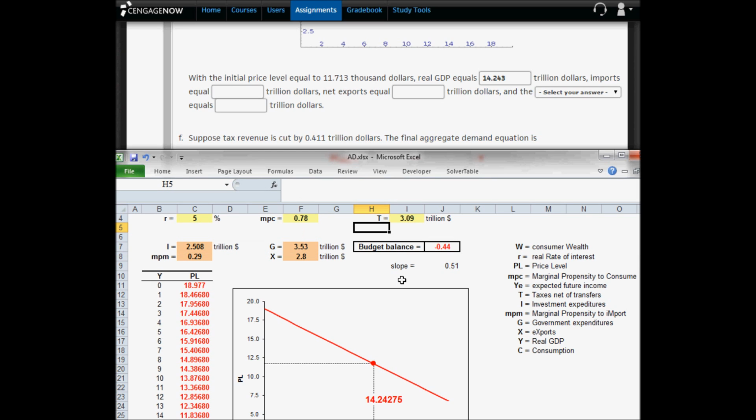Imports, remember, equals the marginal propensity to import times real GDP. So imports equals the marginal propensity to import times 14.24275. C8 is the marginal propensity to import. Real GDP is equal to 14.24275. So imports at that level of GDP is 4.130.